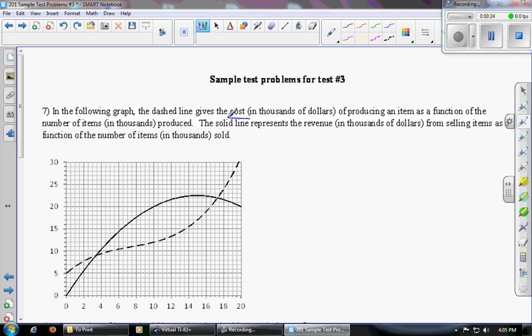So the cost apparently is the dashed one, so we'll call that one there C. And then I'll use purple for the other one. It says the solid line is the revenue. So that's R.